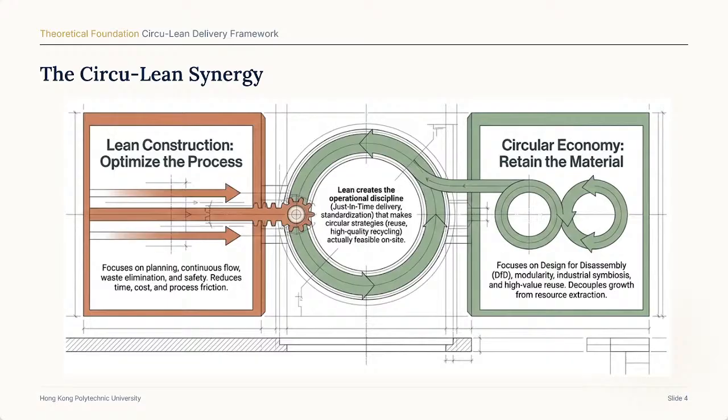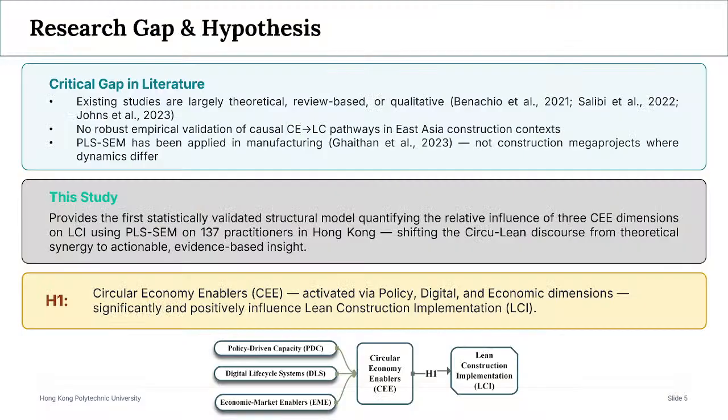But all the literature has focused on theoretical, review-based, or qualitative research. Also, there is no empirical validation of the causal integration of circular economy and lean construction. One study using partial least squares structural equation modeling has been applied only in manufacturing. So in the literature, there is a gap in applying this to construction mega projects.